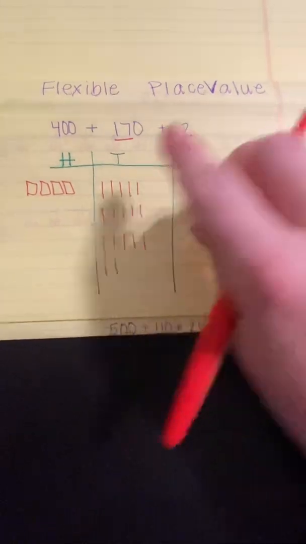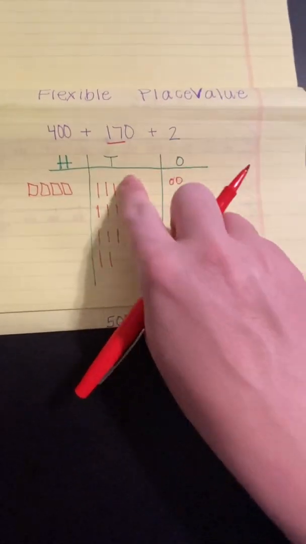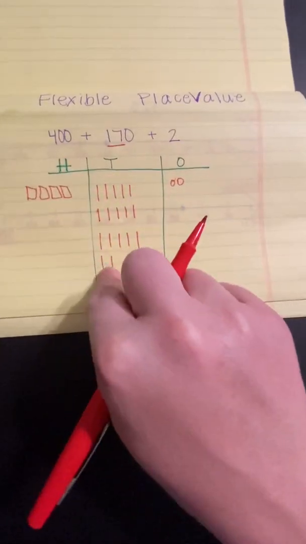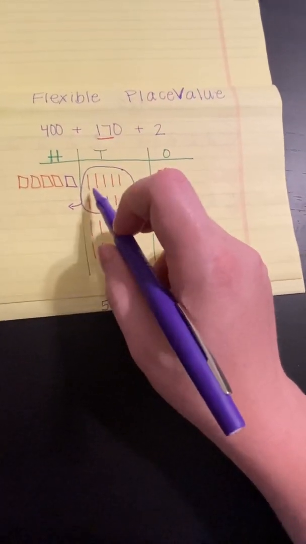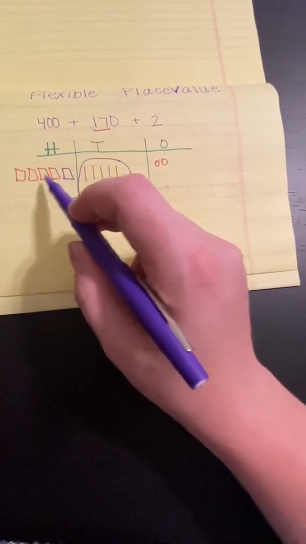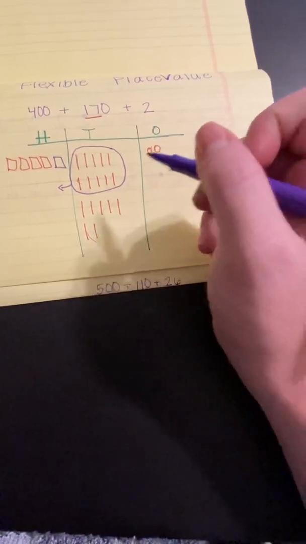So as I'm looking at this, I see 400s, 17 tens, and 2 ones. My tens have more than just 10. There is 17 of them. And for every 10 tens, that equals 1 100. So I'm going to circle my 10 tens and draw 100 over here. That represents those 10 tens. So now I have 5 hundreds, 7 tens, and 2 ones.